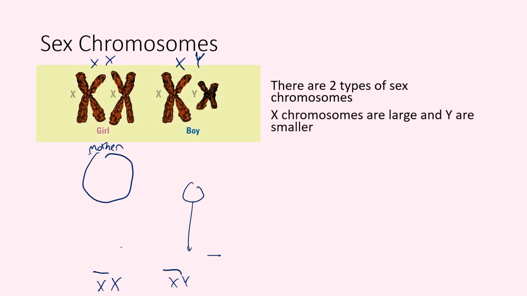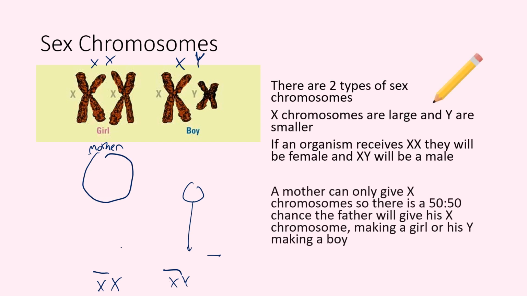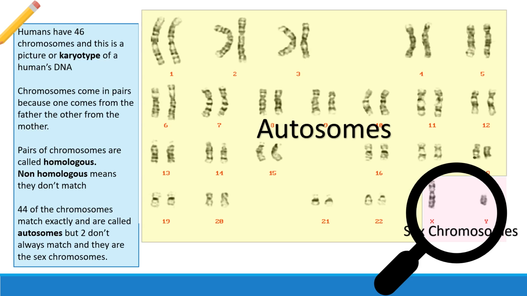The sex chromosomes have two types. Either they are X or Y. If you've got double X, you're a girl. If you've got an X and a Y, you're a boy. And obviously the mother gives one X and the father gives one either X or Y. This is also why all your chromosomes come in pairs. They come in pairs because one of these pairs comes from the mother and the other one comes from the father.